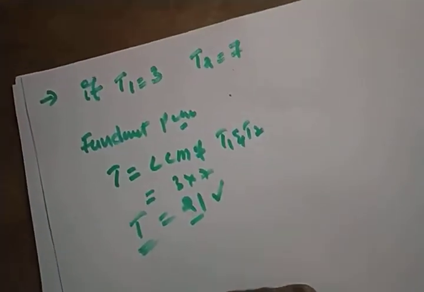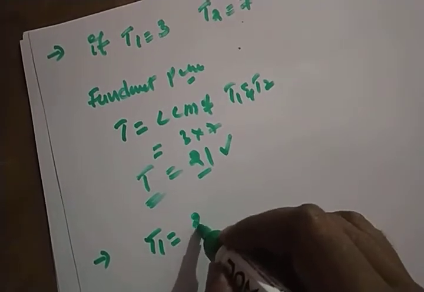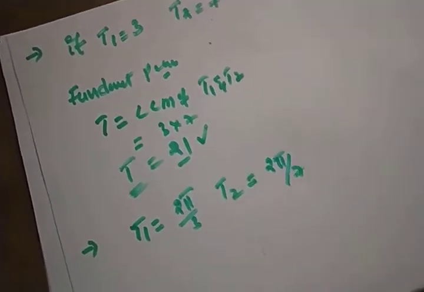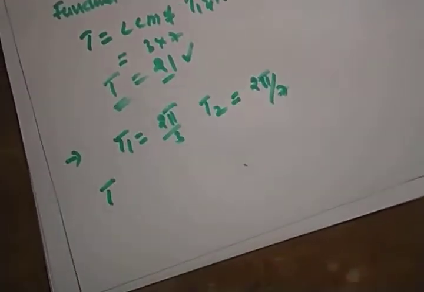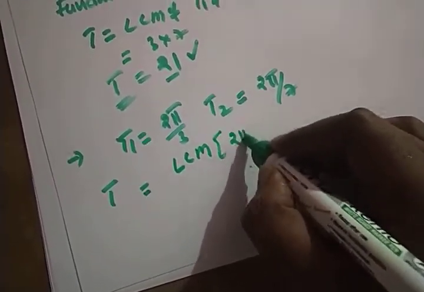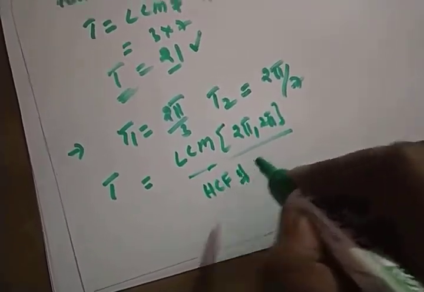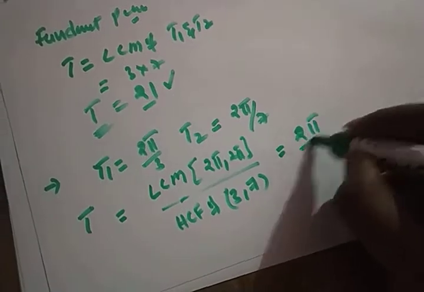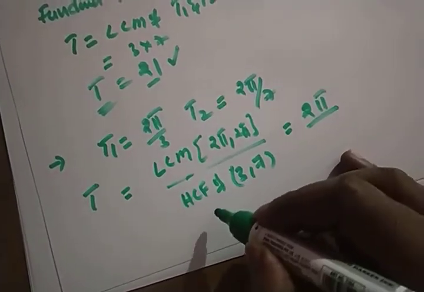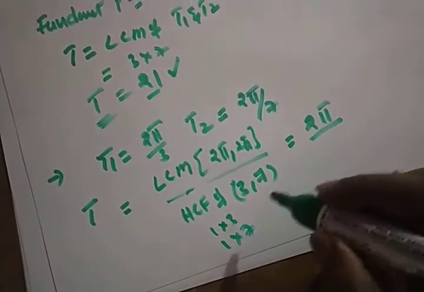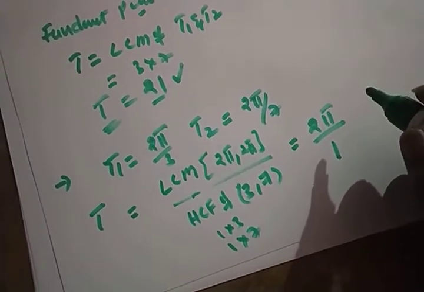Or else if T1 is in the form of 2 pi by 3, T2 is in the form of 2 pi by 7, how can you find this fundamental time period? Take the LCM of the numerators, that means 2 pi comma 2 pi, divided by the HCF of the denominators, that means 3 comma 7. So what is the LCM here? 2 pi. What is the HCF? Highest common factor, and only 1. 1 into 3, 1 into 7. So the highest common factor is 1. So what is that value? 2 pi.